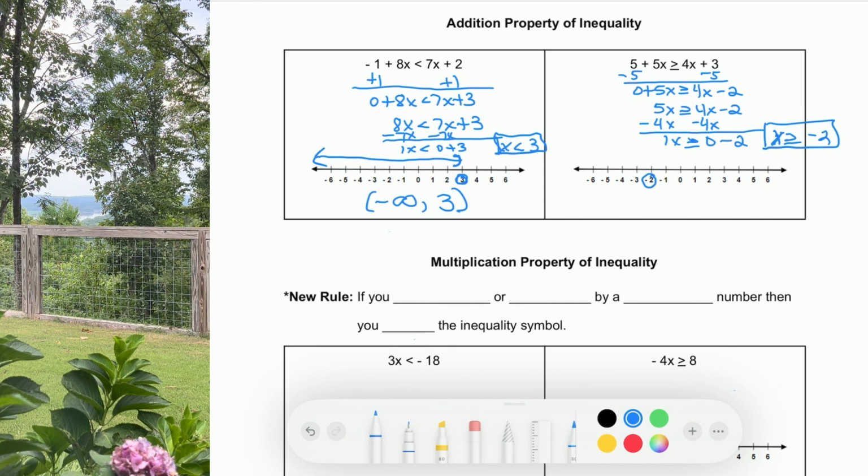So I need to find -2. Here it is, right here. And what the inequality tells me is the value of x is greater than or equal to -2. So all the values greater than -2 and equal to -2. So I'm going to have a bracket. Our interval notation is going to be a bracket, -2, comma, positive infinity.